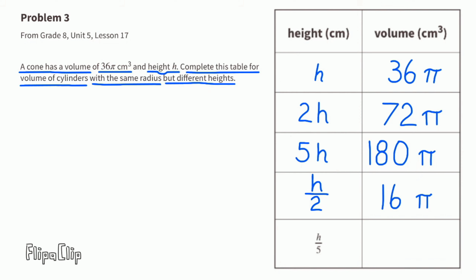The last one is h over 5. That means the height divided by 5. Since we're dividing the height by 5, we need to divide the volume by 5. 36 divided by 5 times pi centimeters cubed. We can leave this as an improper fraction, or we can write it as a decimal.